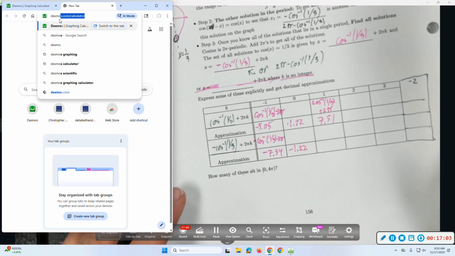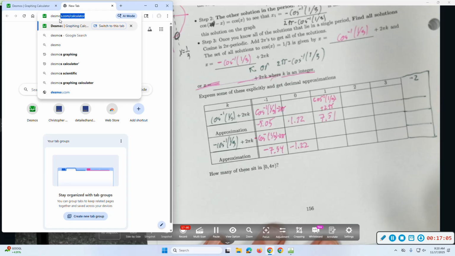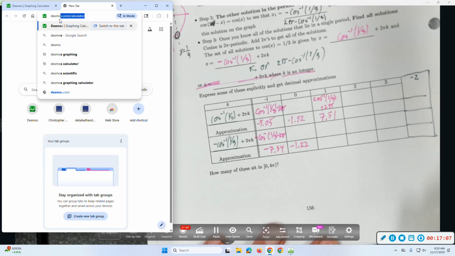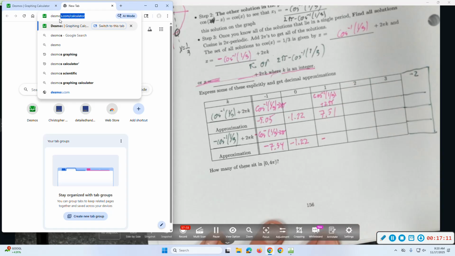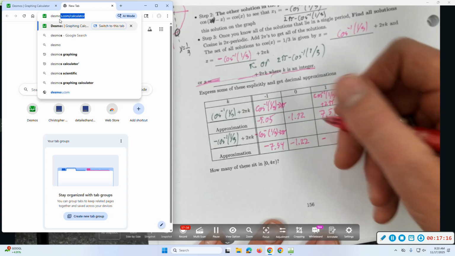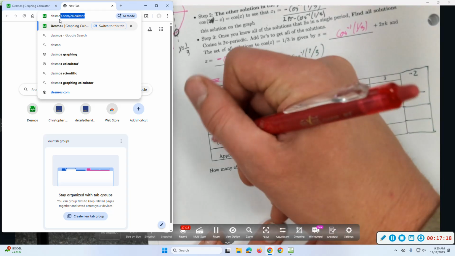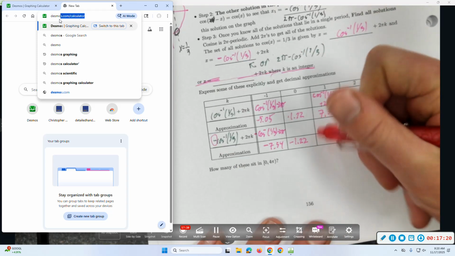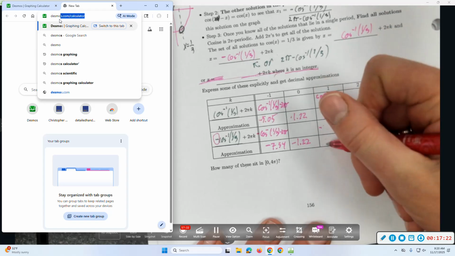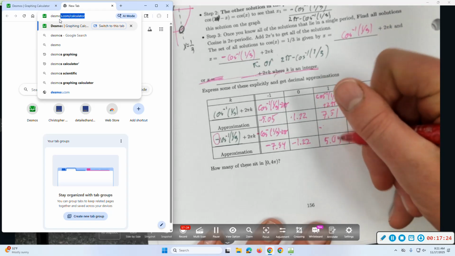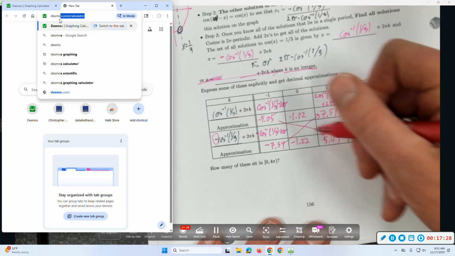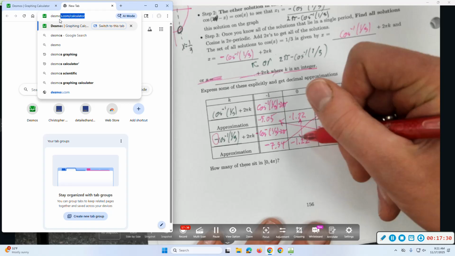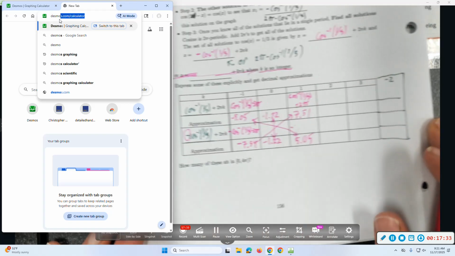Nice. And now minus 2 pi. Probably be negative. Oh, no. The minus is here, it's not there. Yeah. 5.05. Oh, neat. It looks like there's some symmetry there. I guess that makes sense since cosine is even.